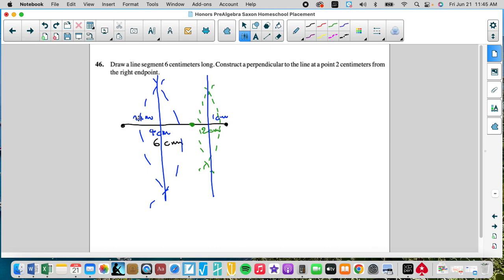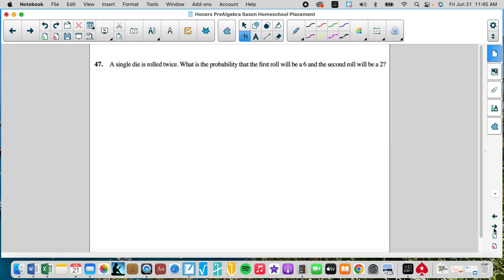A little tricky part of that. I think I made that mistake. So a little trick, but again, constructing angles, constructing midpoints, those are all very important 7th grade concepts.